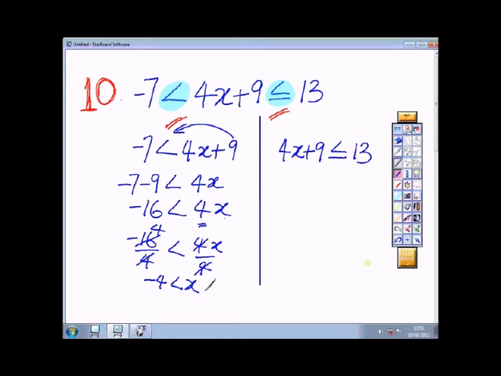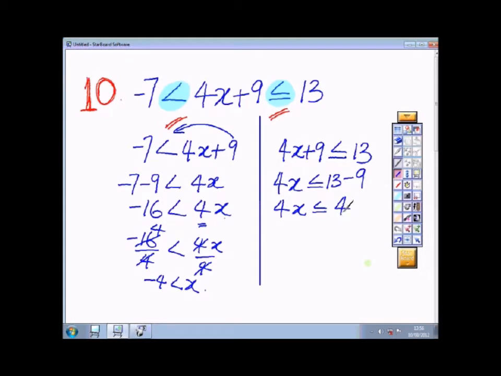So we move to the right hand side here, and we have 4x. Transferring the plus 9 to the other side gives us less than or equal to 13 minus 9. So we have here 4x is less than or equal to 4. That is 13 minus 9.